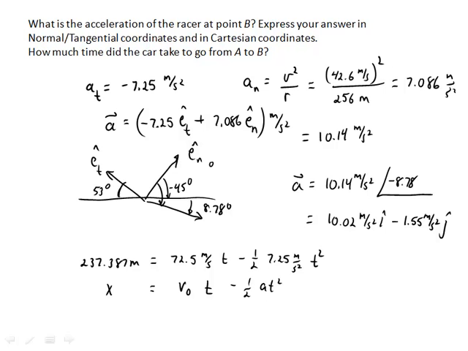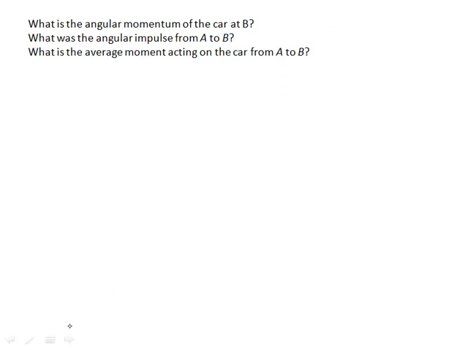We've seen that equation before. This is simply a quadratic equation. And if I did this correctly, I get t equals 4.13 seconds. The angular momentum at point B, with respect to the center, is equal to r cross mv.